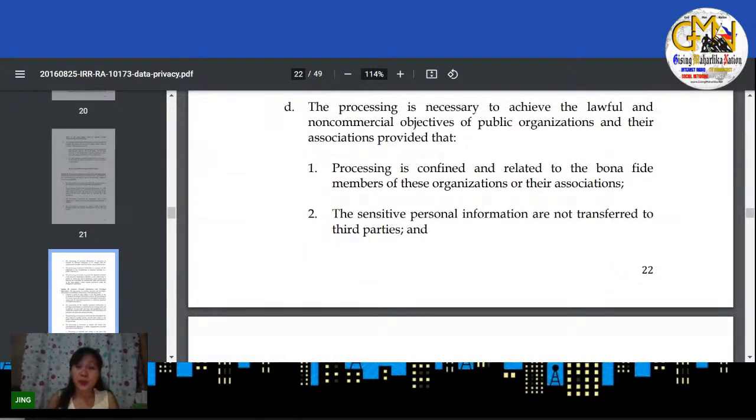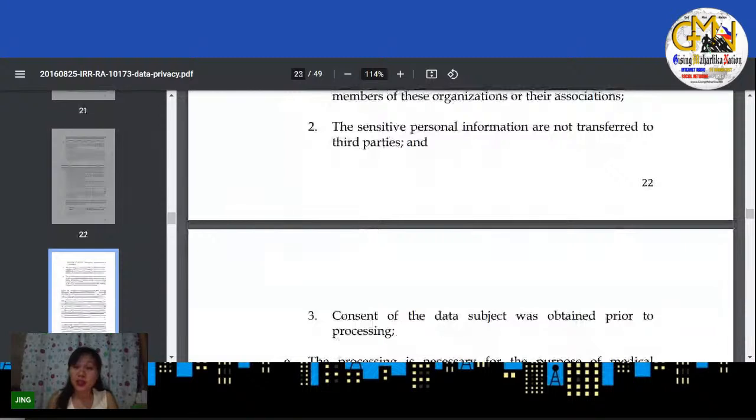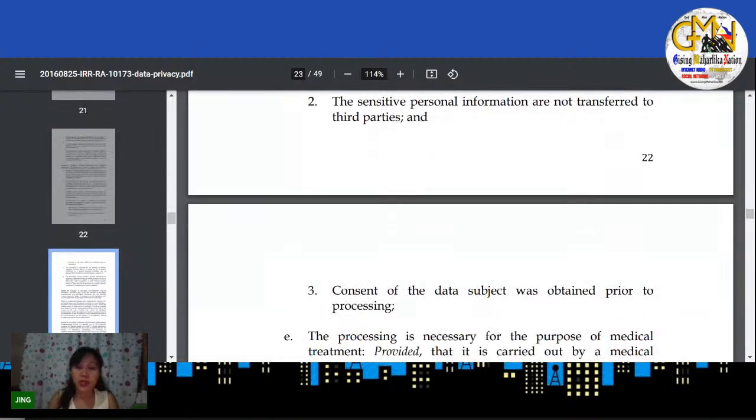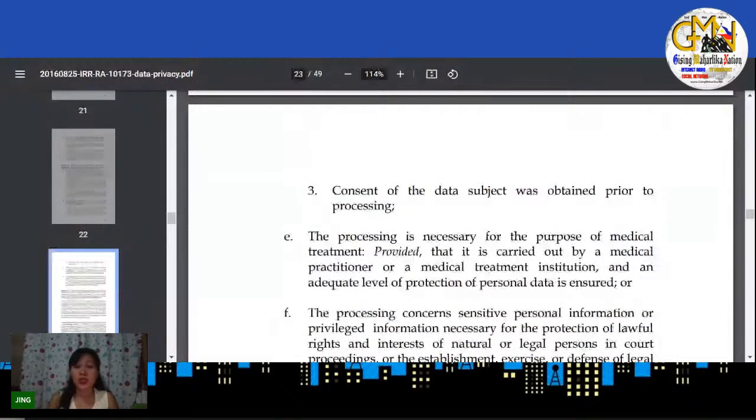Letter D. The processing is necessary to achieve the lawful and non-commercial objectives of public organizations and their associations, provided that, first, processing is confined and related to the bona fide members of these organizations or their associations. Number two, the sensitive personal information are not transferred to third parties. And three, consent of the data subject was obtained prior to processing.